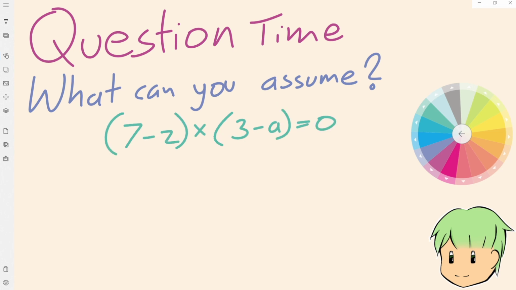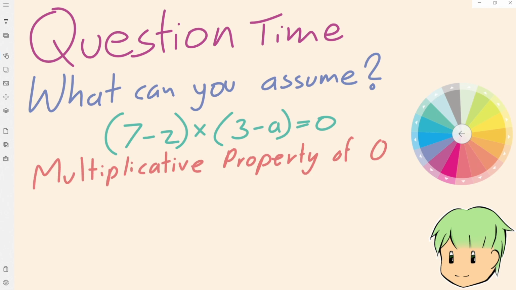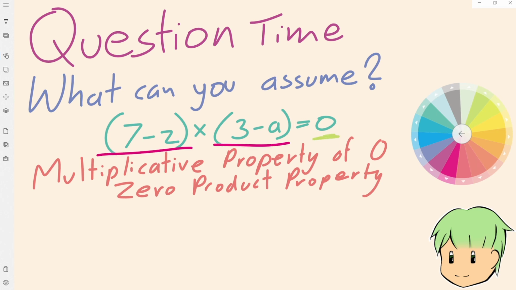The last one uses the multiplicative property of 0 and the zero product property. Since we don't know the value of both multiplied quantities, we can assume one or the other has to be 0 in order to give us 0 as the answer. We don't know which, but one of the brackets gives 0 as the answer, though it could be both. So either 7 minus z equals 0, or 3 minus a equals 0, or maybe both.